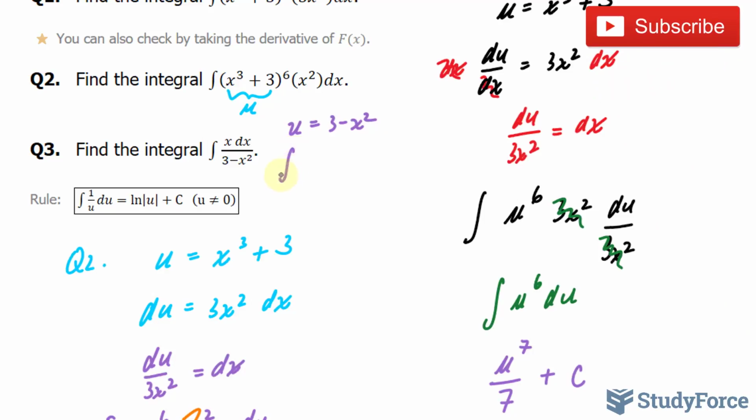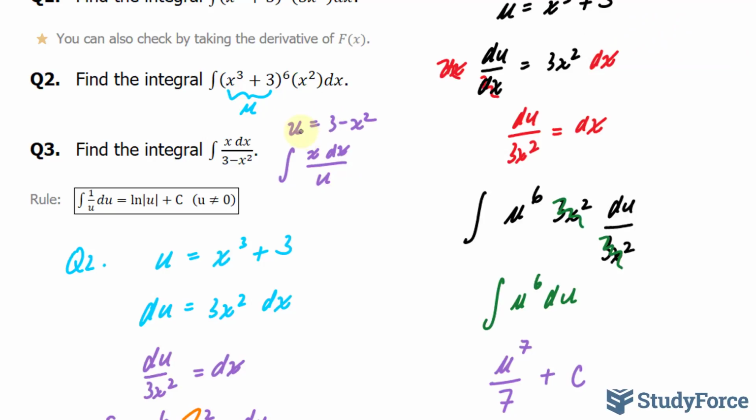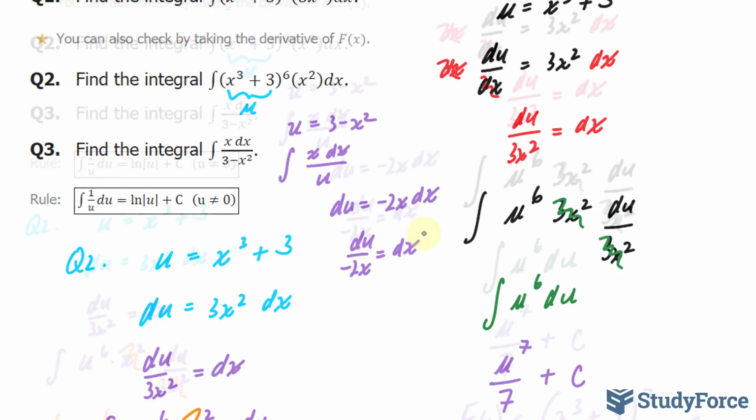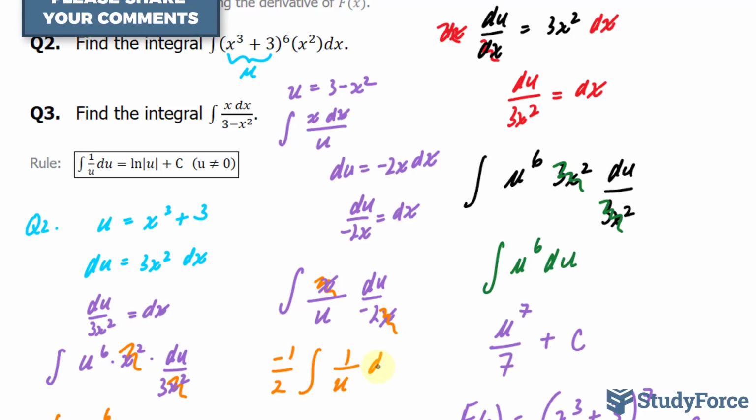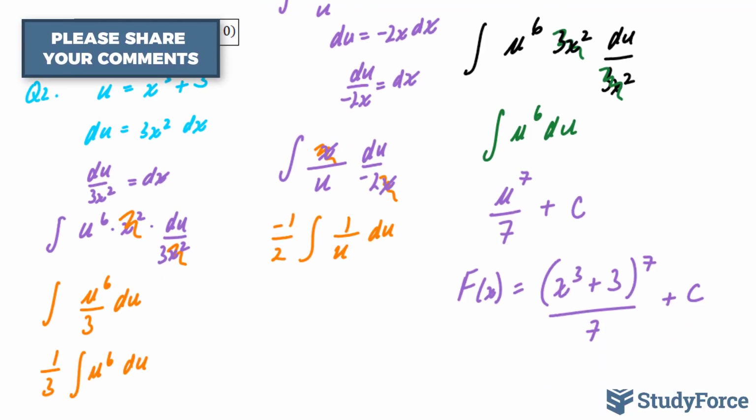This gives me the integral of x dx over u. I'll find the derivative of u is equal to 3 minus x squared. Derivative is du is equal to minus 2x dx. I end up with du over negative 2x is equal to dx. Next, I'll substitute dx into this, giving me the integral of x over u. dx has become du over negative 2x. The x's cancel out. I can pull out 1 over negative 2, 1 over u du.